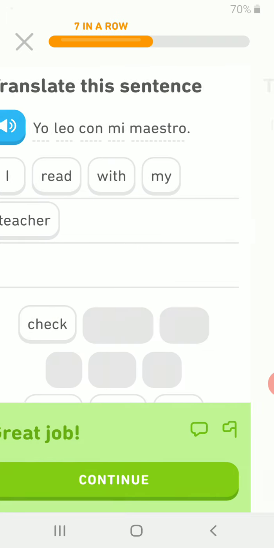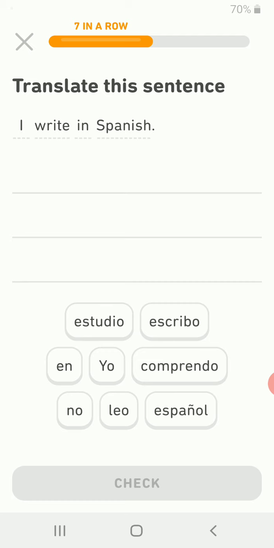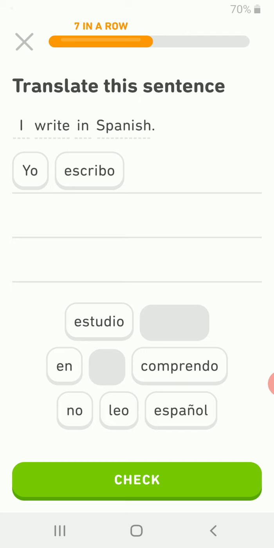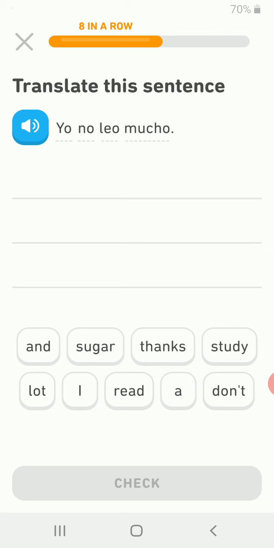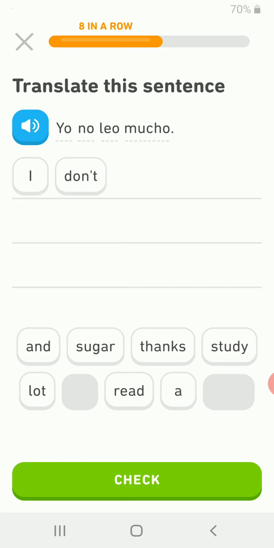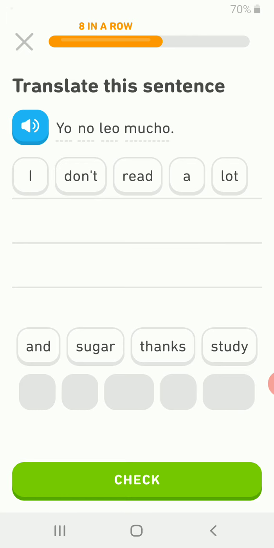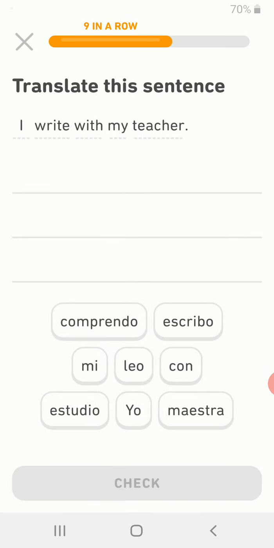So let's see. Great job. Translate this sentence: I write in Spanish. So yo escribo. Escribir is the infinitive form of to write. So yo escribo en español. Very good. Awesome. Yo no leo mucho. So I don't read much. This is negative because before the verb you have the word no. Leo is again to read. I don't read mucho, a lot. You could have said much, like mucho, but okay, it's the same. You can remember it like that.